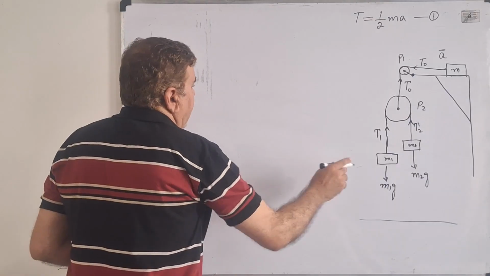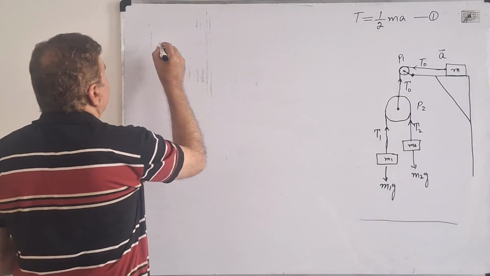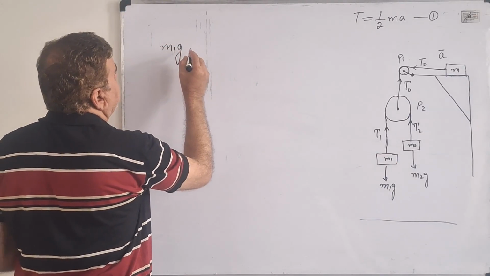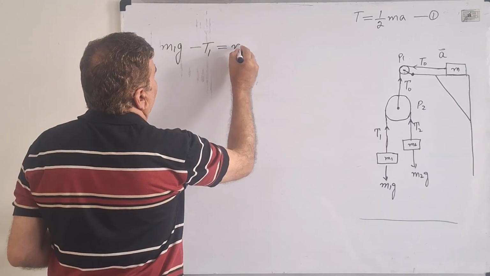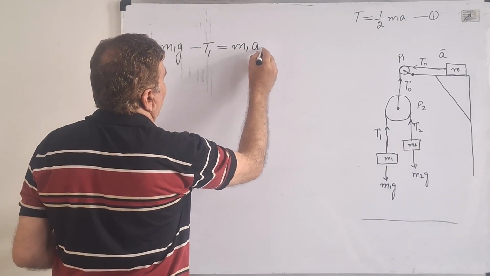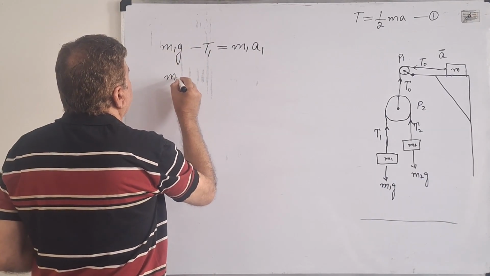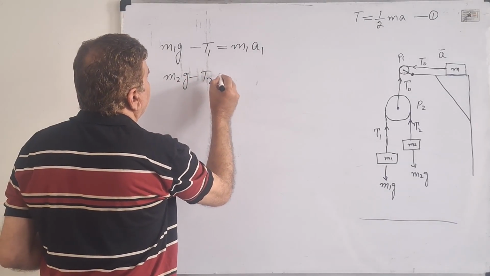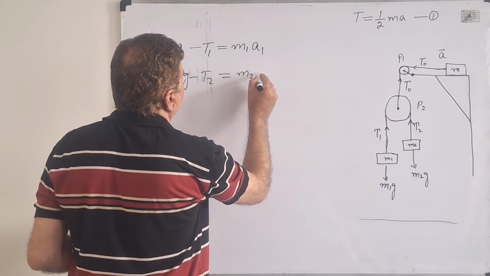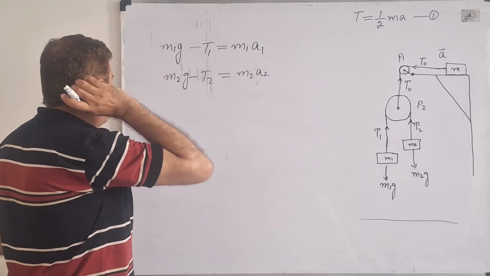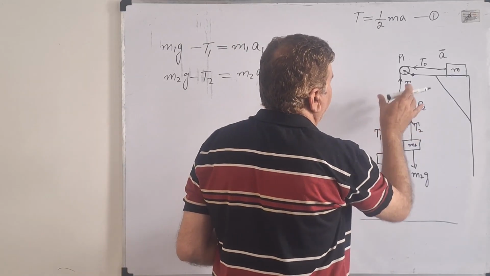So if I write the net force on M1 and I consider the downward direction to be positive, then I can write M1G minus T1. This must be equal to M1 times the acceleration of mass M1, and I write that as A1. And similarly, M2G minus T2, this is the net force acting on mass M2, and according to second law, this must be equal to M2 times A2.